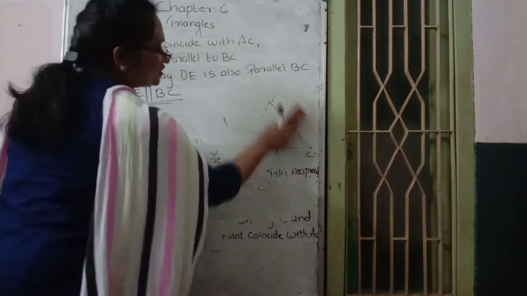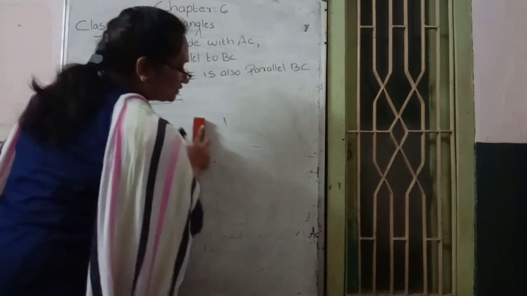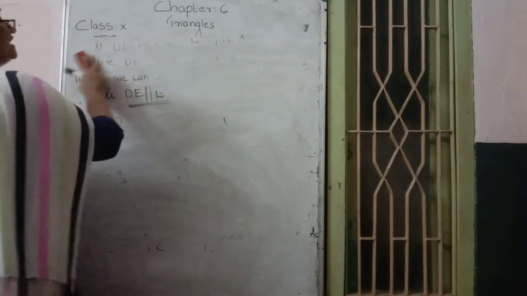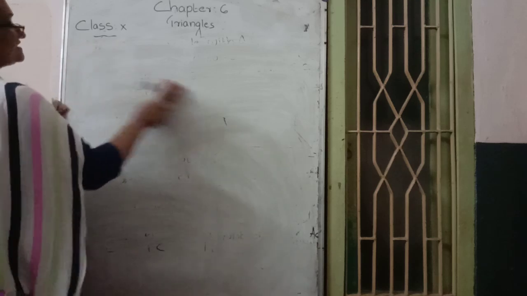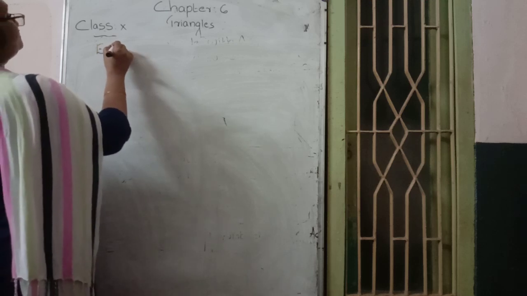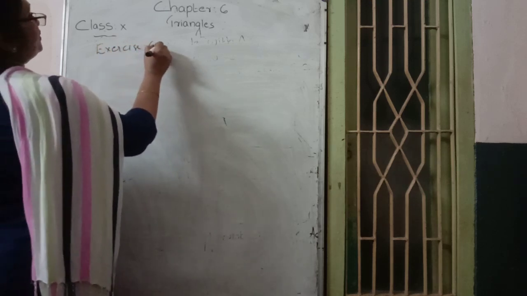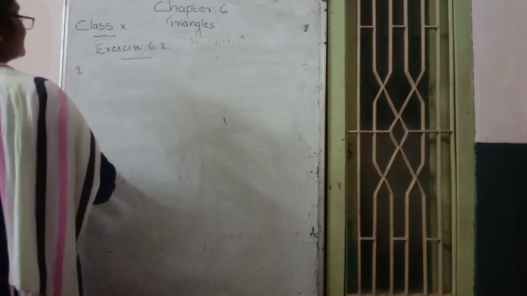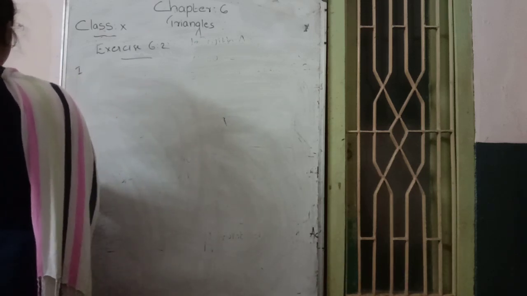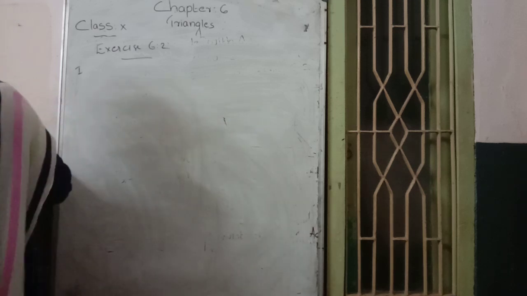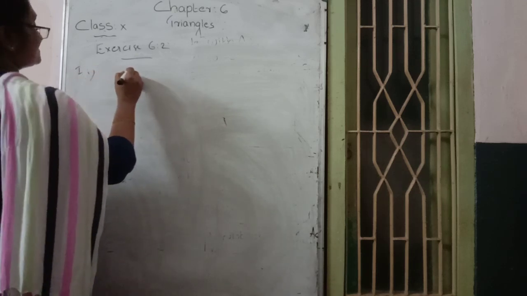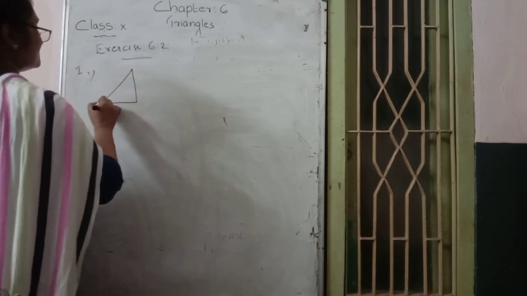Exercise 6.1 problems, we are going to do in exercise 6.2. Exercise 6.1 has just fill-in-the-blanks questions only. So in exercise 6.2, there are some questions. The first question says to find the unknown value. They ask you to find the unknown side value. The diagram is given there. The first diagram is like this.